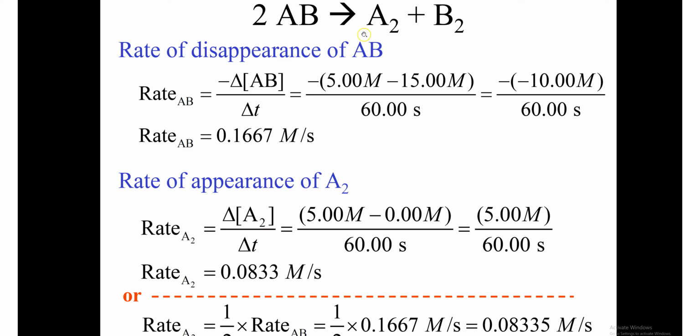Now, in terms of the appearance of A2, this would work the same idea. You're going to take the 5 molar, subtract 0.00 molar, and you're going to get 5 molar over 60. And in this case, you're going to calculate your rate to be 0.0833. So again, looking at this idea of final minus initial, dividing it by the time. And if I want to find out what the rate is for A2 or AB, you can use the mole fractions here, the 1 over 2, multiplied by the rate of, let's say, A2, and then you would end up finding the rate of AB by multiplying those out. So you can always go back and forth in terms of the rates based off what you have.